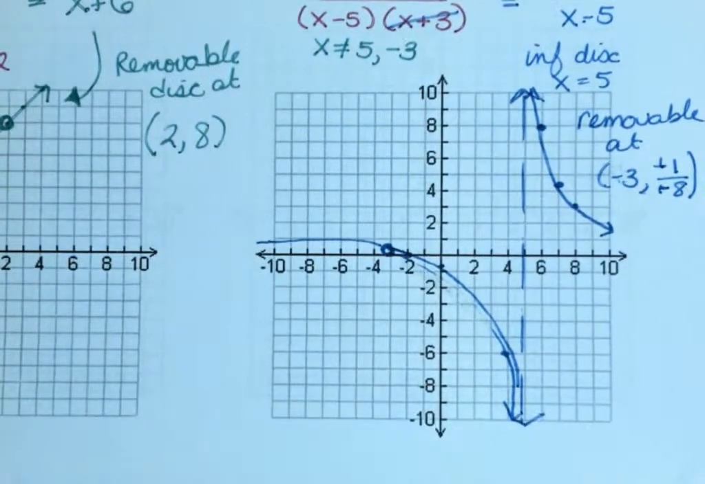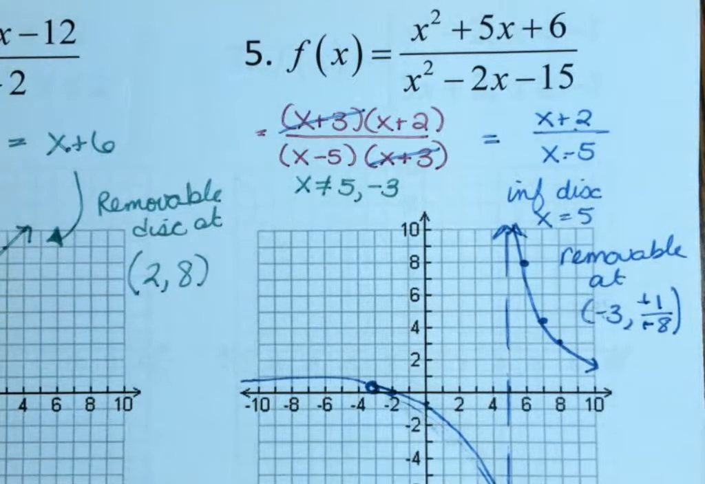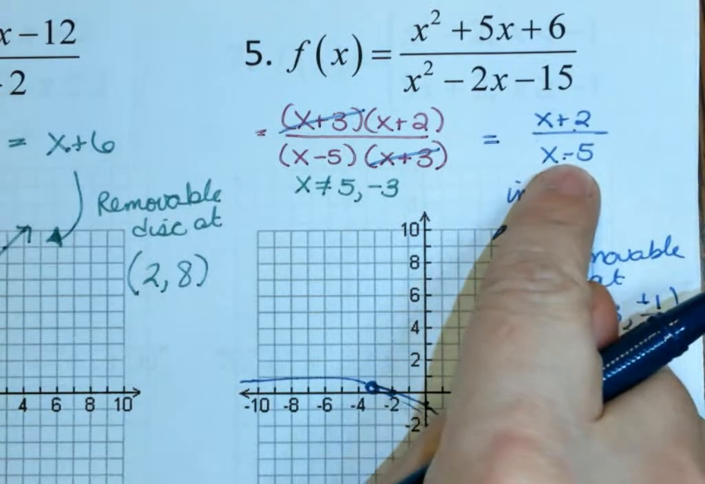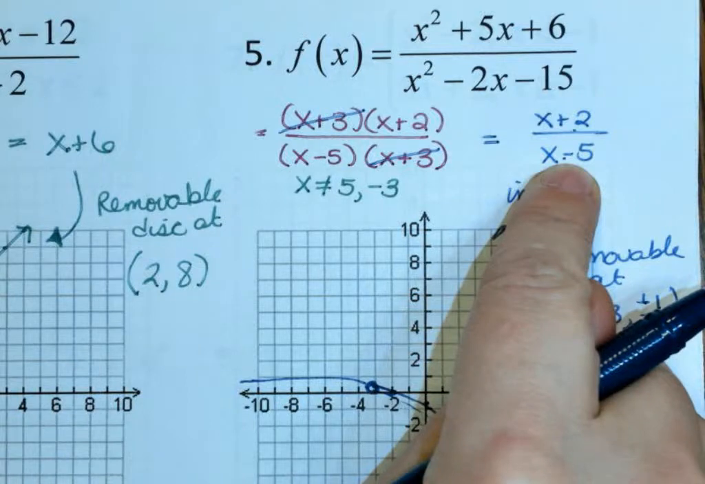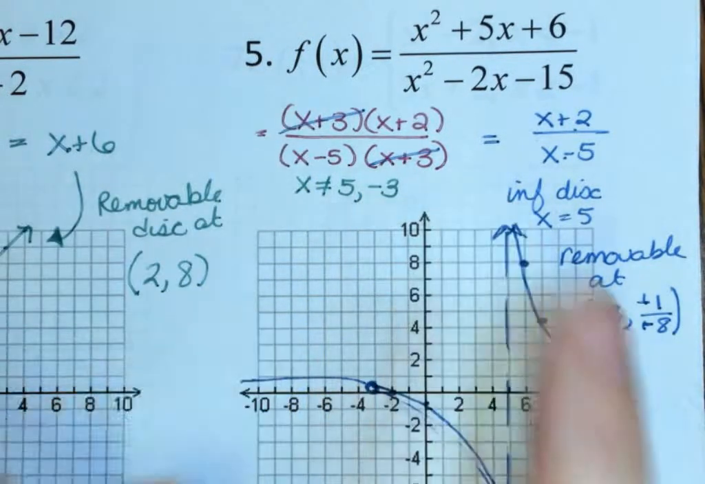Okay? So there's a graph with both removable discontinuity and an infinite discontinuity. How do we know which one's which? By looking at my equation, how do I know which one's which? The asymptote is going to be what's left. The hole is what canceled out.